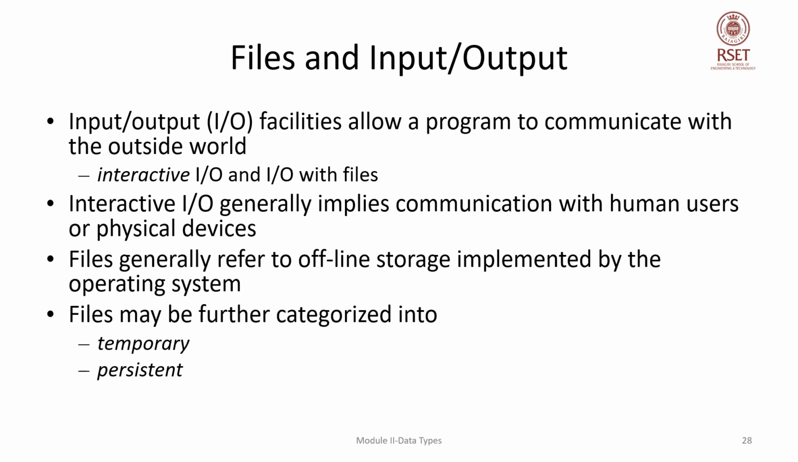Files and input and output. The input-output facility of a system will allow the program to communicate with the outside world. It might be through input and output devices or it can be with files. You can write into a file, you can read from a file. Interactive I/O generally implies communication with human users or physical devices. As I already said, files generally refer to an offline storage implemented by the operating system, and the files may refer to a temporary storage or a persistent storage.